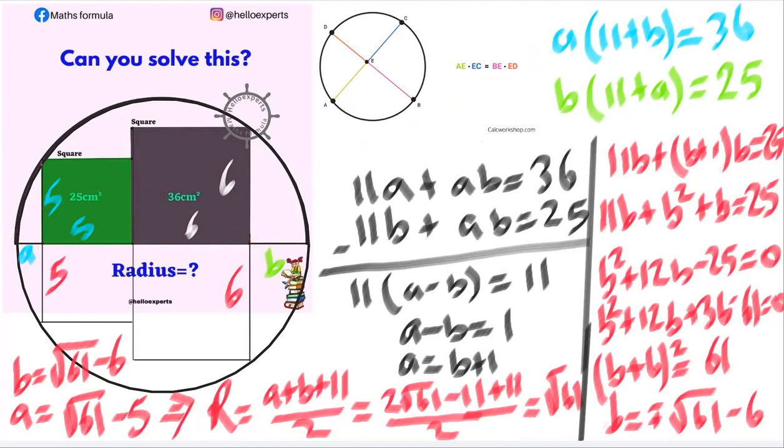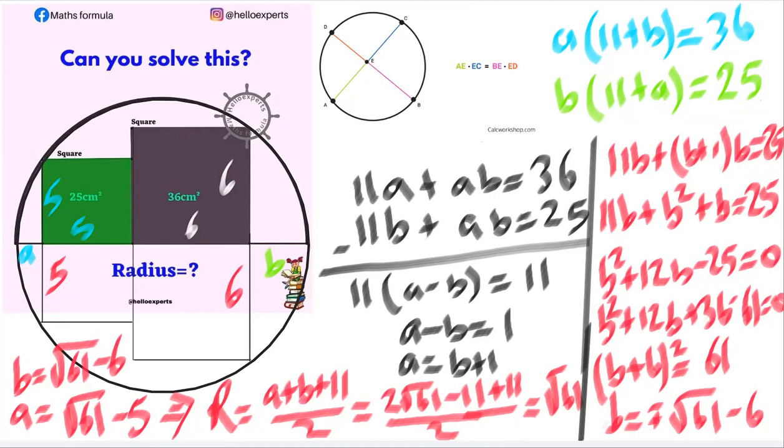And the second equation, if you check, this is a chord and this is another chord. They intersect each other. This is the intersecting point. So 5 times 5 equals a times 11 plus b. So it is the second equation. Now we have two equations.